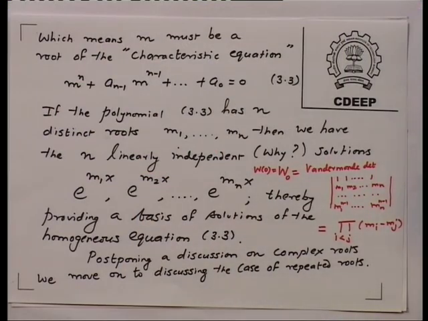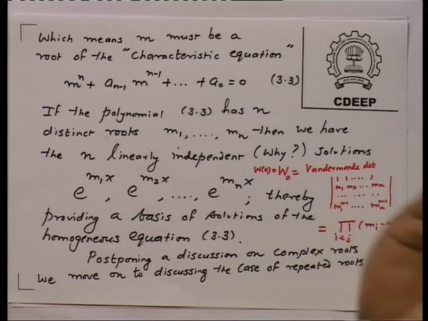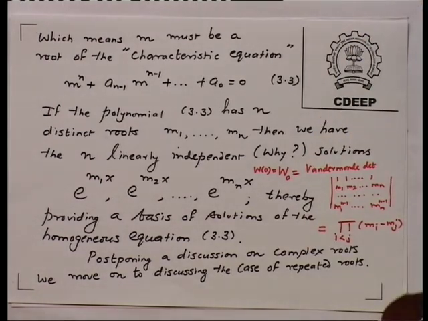So now I have given you two different ways to prove that the exponentials e to the power m1x, e to the power m2x, etc., e to the power mnx are linearly independent. Both these techniques are exceedingly important. They illustrate different principles. One of them is purely algebraic, and the computation of the Vandermonde determinant is exceedingly important. And the other is purely analytic.